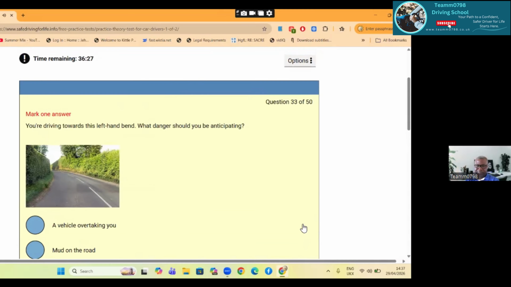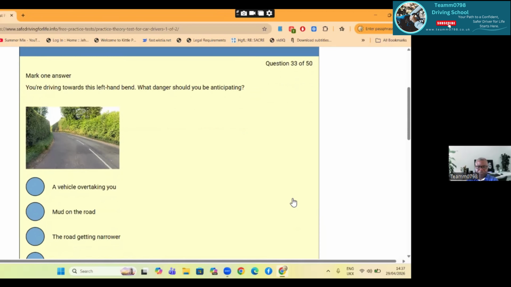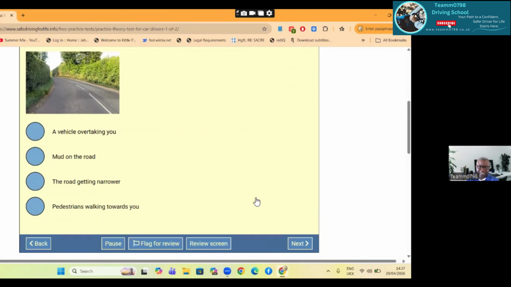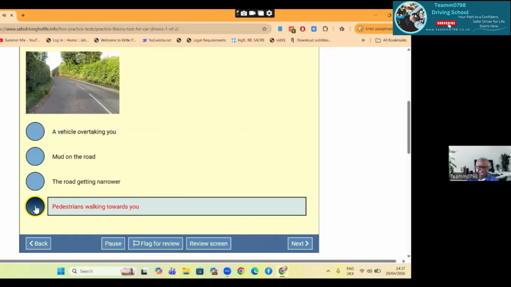Mark 1 answer. You're driving towards this left-hand bend. What danger should you be anticipating? Okay, so left-hand bend, there's no footpath and there is no pavement, so you expect pedestrians to be walking towards you. A vehicle overtaking you, no. Mud on the road, no. The road getting narrower, true, but that's not the main reason. The main reason is pedestrians walking towards you.